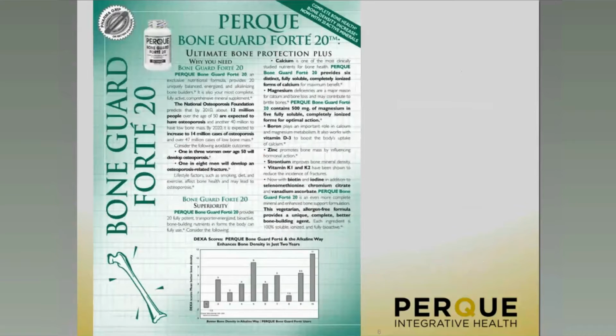Here you see the product information sheet, which is easier to read on our website, and you're welcome to review it there at www.perque.com. But this is the information sheet about PERQUE Bone Guard Forte 20 Ultimate Bone Protection Plus, and you see on the bottom the changes that people observed over time, mostly in a positive and unprecedentedly and exceptionally positive bone growth. 2, 4, 6, 8, 10, or 12% new bone growth, comparing an individual with themselves just by following the alkaline way, including PERQUE Bone Guard Forte 20.